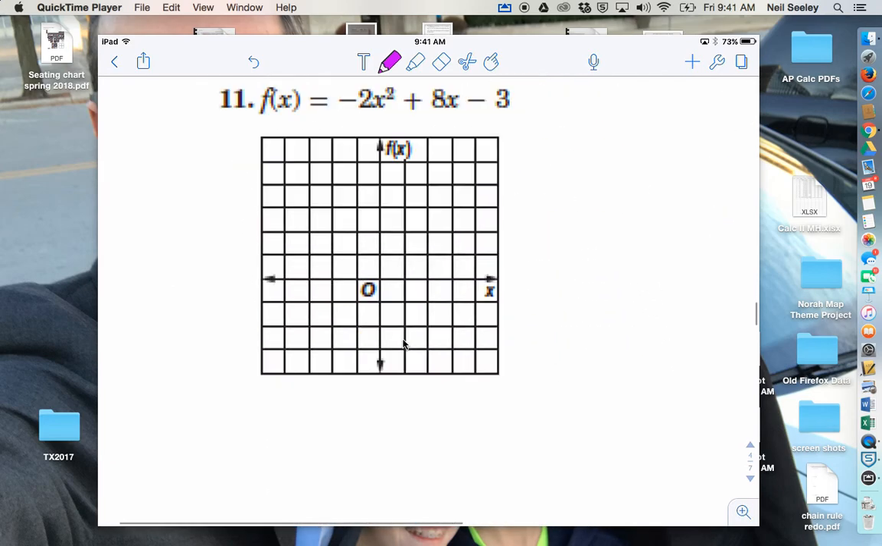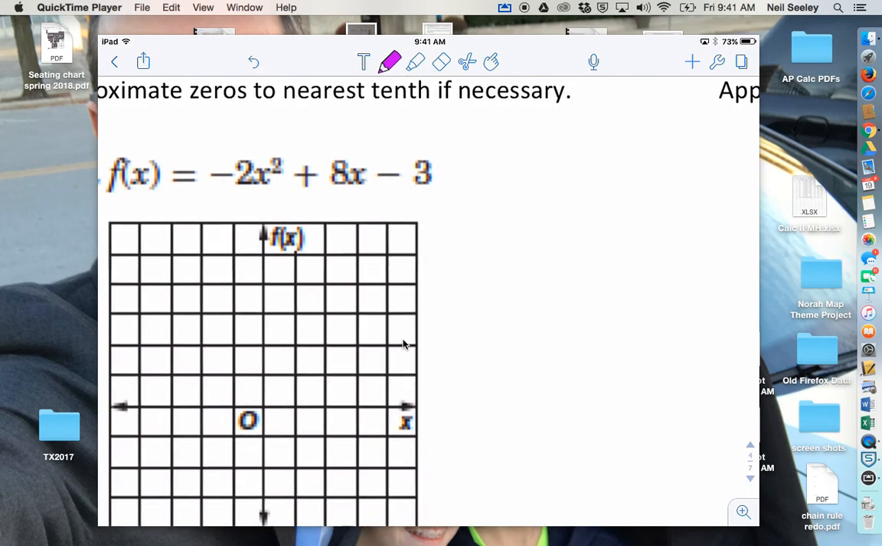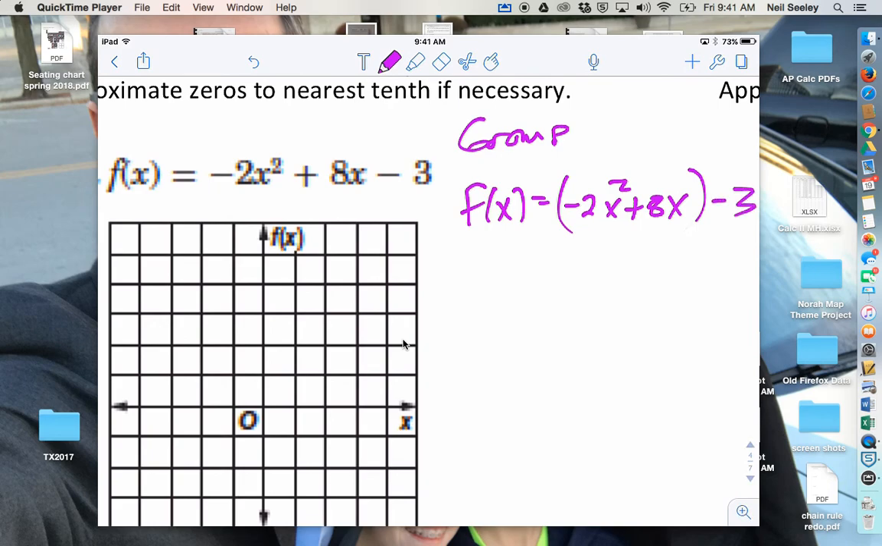Let's go down to number 11. This completing the square is a little more involved. But again, you group x's and y's. So you group your x's. So what I'm going to do is take f of x and put my negative 2x squared plus 8x in parentheses. I'm going to pull those together, minus 3.